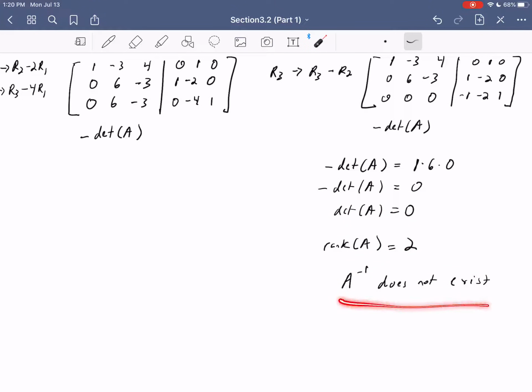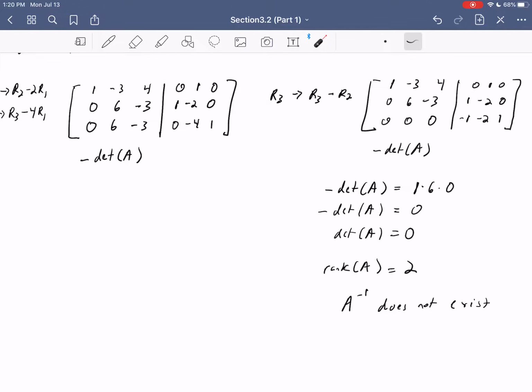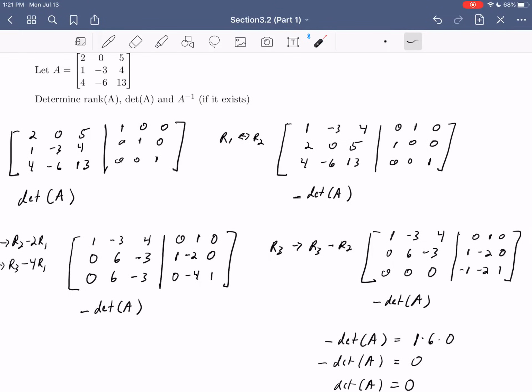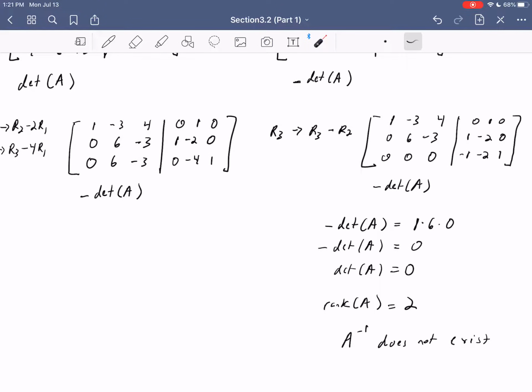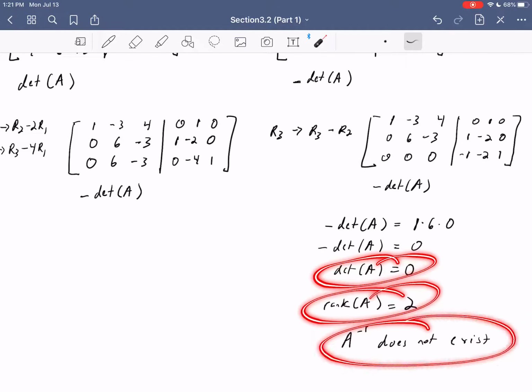And of course we know the A inverse doesn't exist because we had our old technique, which is that if the rank is not full and you can't put this into the identity matrix form, then you know that it doesn't have an inverse. So there we go. In keeping track of everything, we were able, in one set of work, to figure out the determinant, the rank, and whether or not the inverse existed.